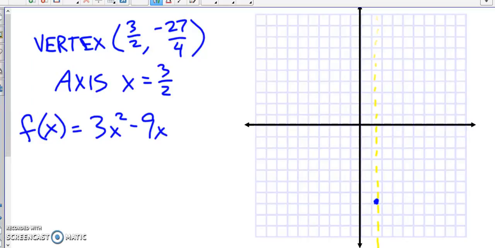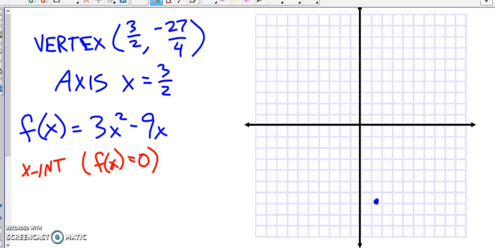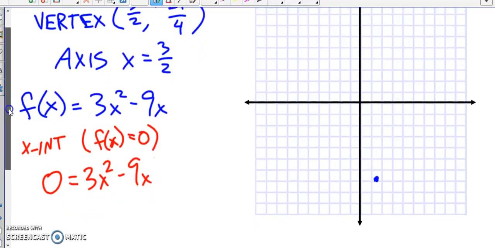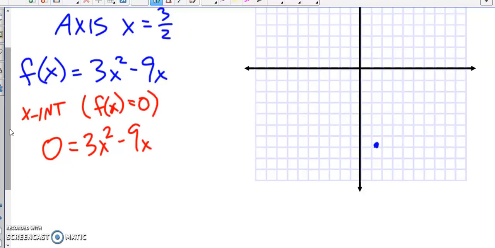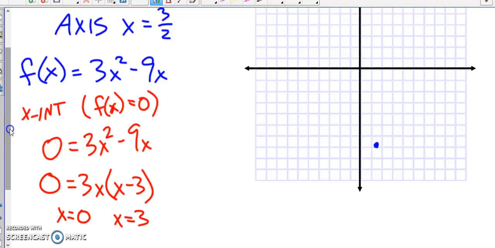Now, in order to graph this better, it would probably help if I knew the x-intercept and the y-intercept. So to get the x-intercepts, I'm going to set f of x equal to 0. So 0 equals 3x squared minus 9x. There are several different ways you can solve that. We just finished taking a test over this. Basically, you can factor this, right? So 0 equals, now there's a common factor of 3x, and then that would make this x minus 3. So my solutions would be x equals 0 or x equals 3.